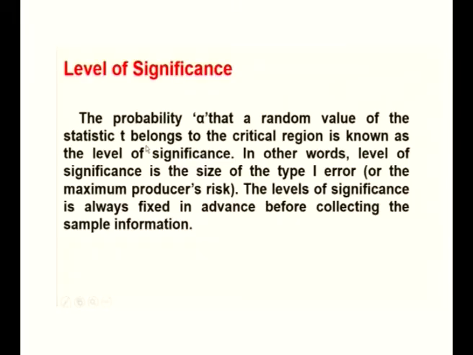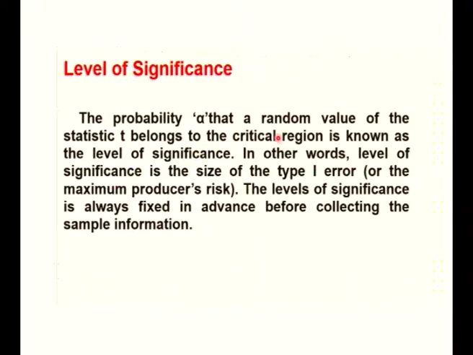So, when 100% is not assured, we may say sometimes we are 95% confident about the result we have got. When you are talking about 95% confidence, that remaining 5% you are leaving for risk, that is, you are not sure about the result. That remaining 5% is called the level of significance. Statistically, the probability alpha that a random value of the statistic belongs to the critical region is known as the level of significance.